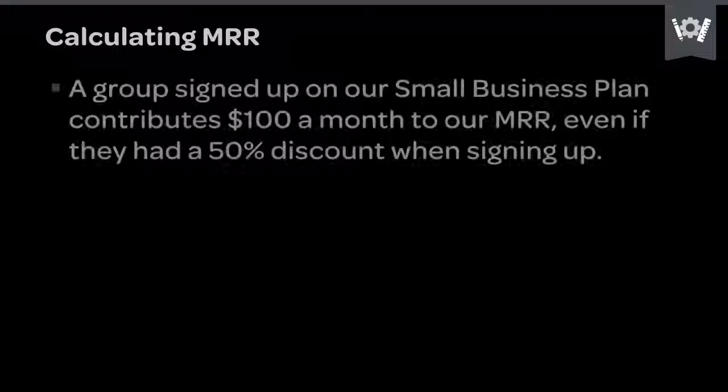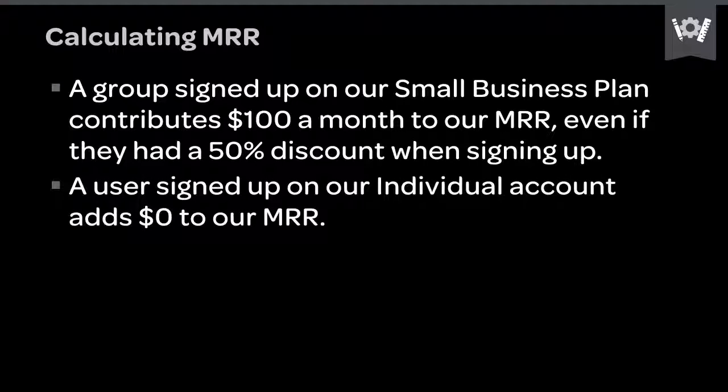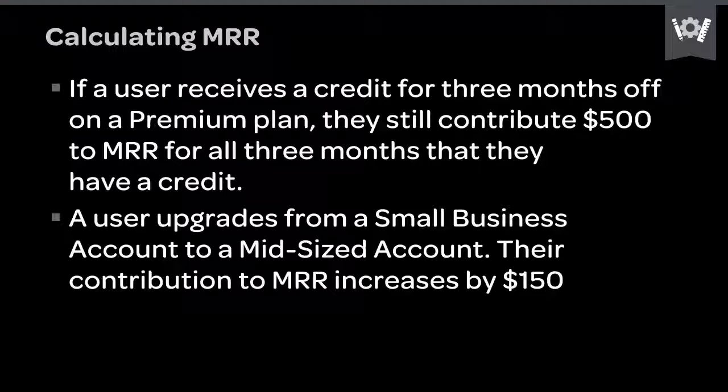A group signed on to our small business plan contributes about $100 a month to our MRR, even if they had a 50% discount or any other discount for that matter when they sign up. A user signed up on our individual account, which is $0 a month, adds $0 to our MRR. If a user receives a credit for 3 months off on a premium plan, they still contribute this $500 monthly amount to MRR for all 3 months that they would have had credit.